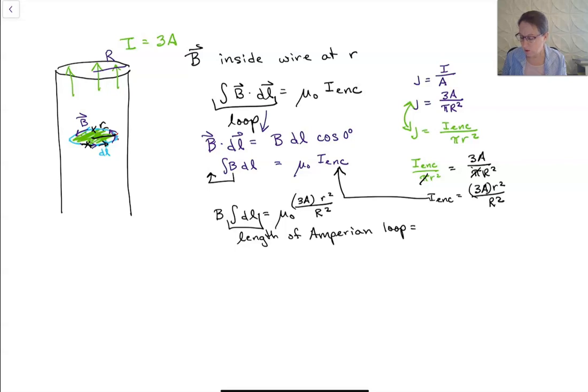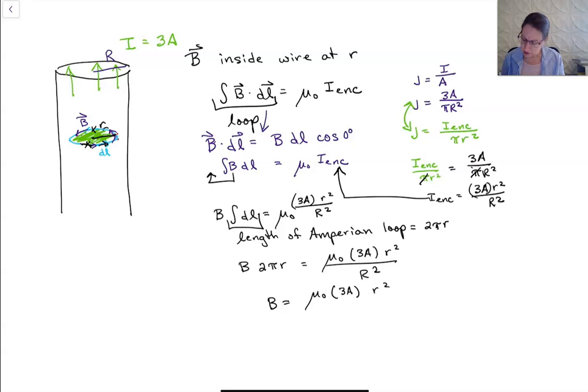So in this case, it's going to be 2 pi times the radius of the loop, which would be little r. So I've got B times 2 pi r is equal to mu naught 3 amps r squared over capital R squared. Big R is the bigger radius of this. So this magnetic field just becomes mu naught times 3 amps r squared over 2 pi little r capital R squared. That cancels one of these out, and it's mu naught 3 amps all over 2 pi R squared times r. And all of this is just a constant.